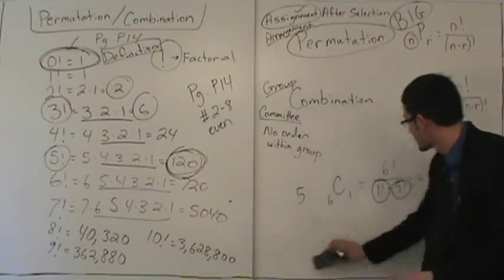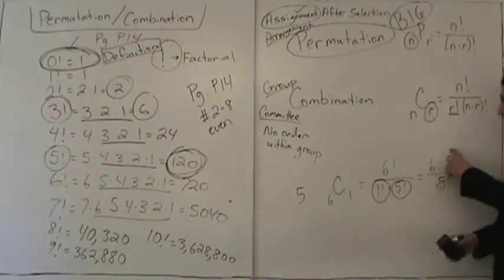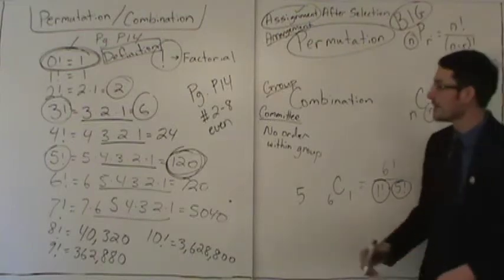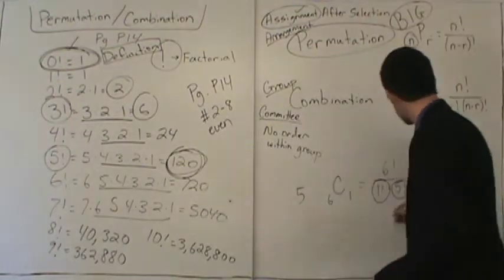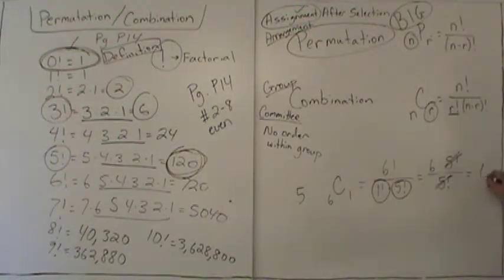Now going back to this, 5 factorial, did we cancel 5 with 5? No, we canceled 120 with 120. So we got rid of some big numbers. What are we left with? We're left with 6. Just 6. All that for that.